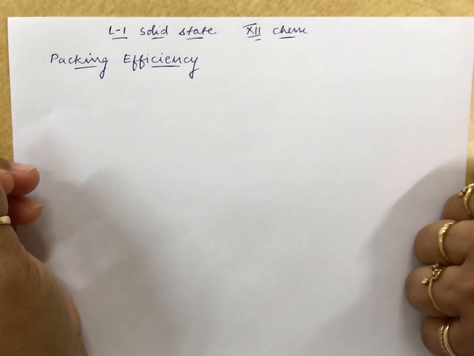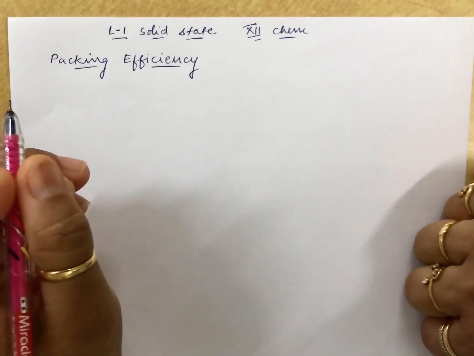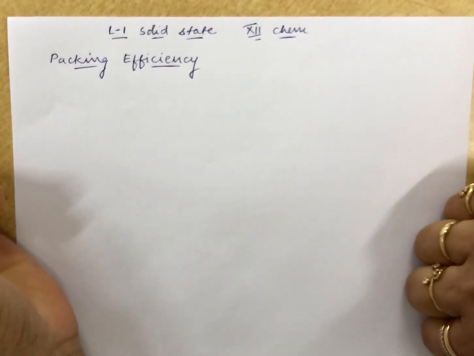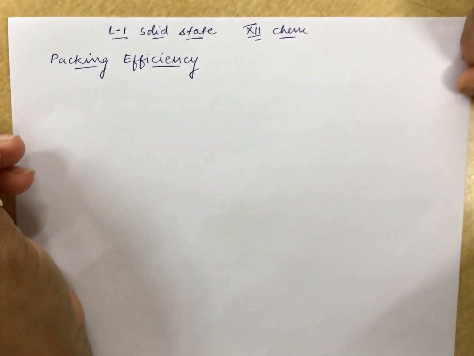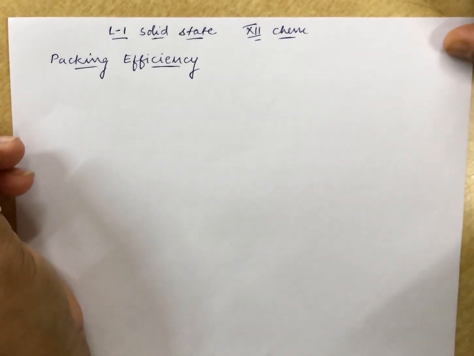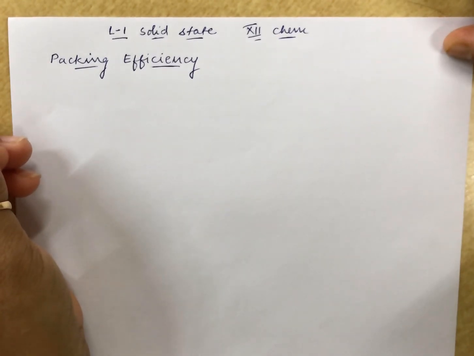So we know that in whatever way the constituent particles are packed, there is always some free space left in the form of voids. In the last video we talked about two different types of voids, namely tetrahedral voids and octahedral voids. So there is always some free space in those solids that have constituent particles packed in them.